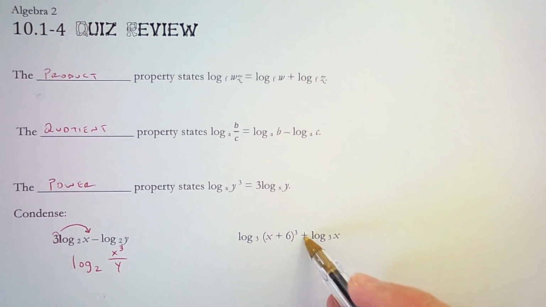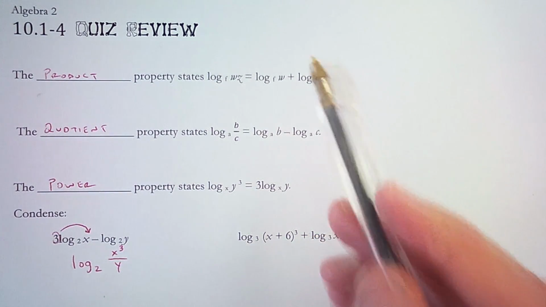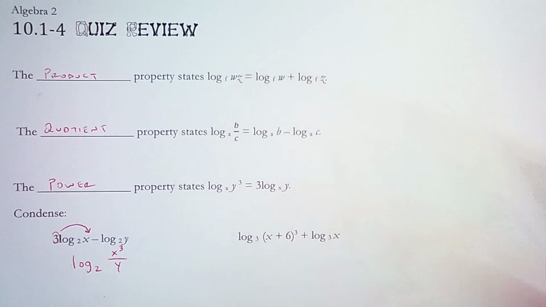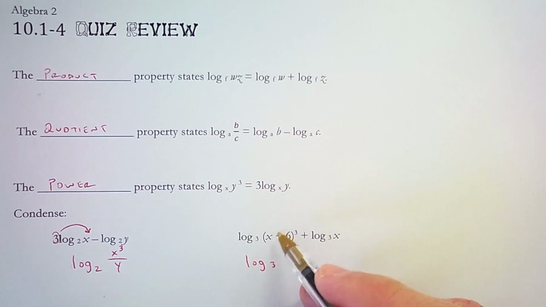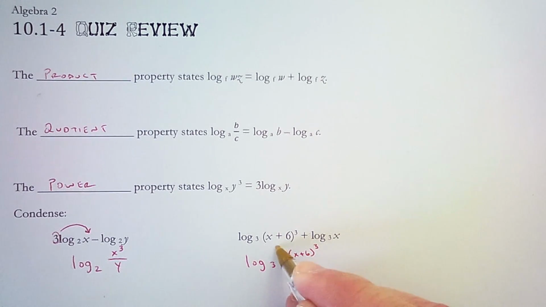In our next one, we are adding, so we're going to use the product property. So because we're adding, that means we can multiply the arguments. So it's going to be a single logarithm, log base 3. And we're going to multiply x plus 6 cubed and x. So that's x times x plus 6 cubed as our argument.